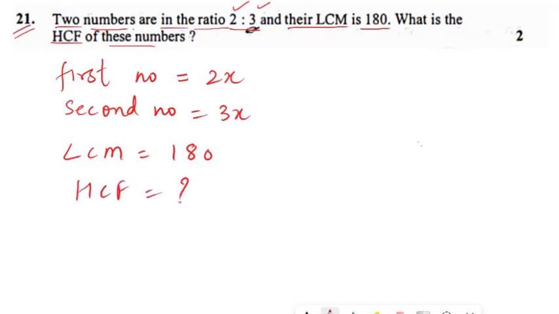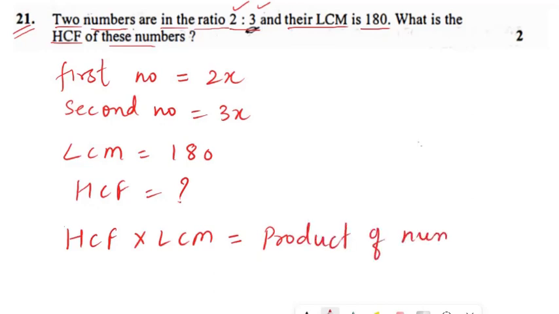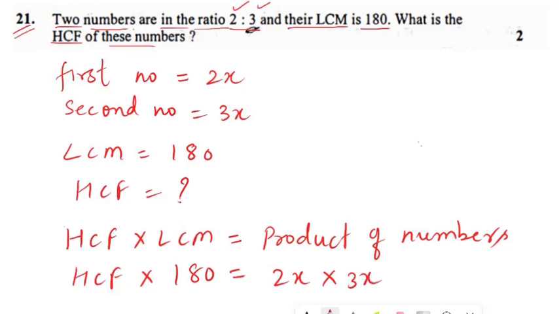HCF हमें निकालना है. तो आप इसमें एक काम और कर सकते हैं कि एक जो फॉर्मूला है HCF into LCM is equal to प्रोडक्ट ऑफ नंबर्स. ये लिख दीजिए. यहाँ पर HCF हमें नहीं मालूम. LCM is 180 and product of numbers. The numbers are 2x and 3x. अगर इसे सॉल्व करेंगे then you will get the HCF.